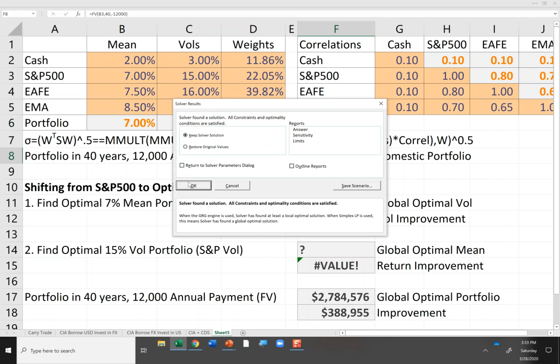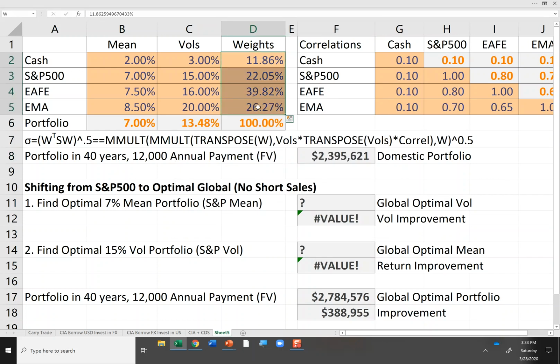And it looks like the best I can do is this portfolio here, which gives me a 13.48 volatility. I can pick up an extra 152 basis points, or reduction in volatility, moving from just a purely domestic portfolio to a portfolio with the same return but lower volatility. But let's think about it in a different way. What if I want a portfolio that has the same risk as the S&P 500 but allows me to globally optimize? And let's figure out how much return improvement I pick up.